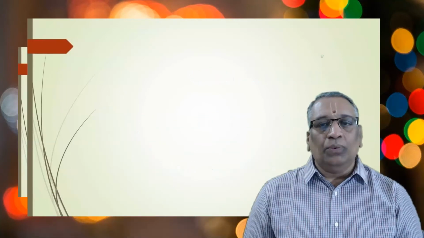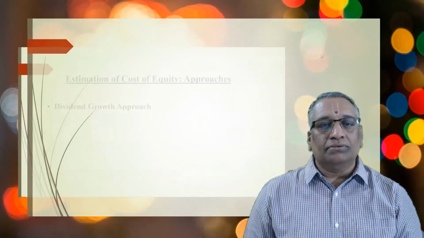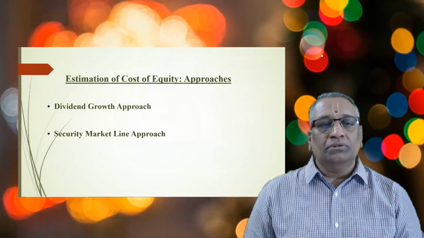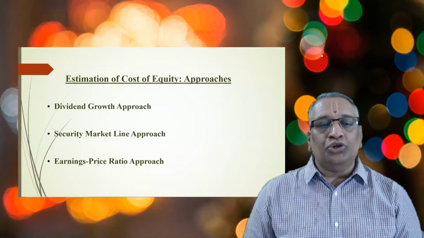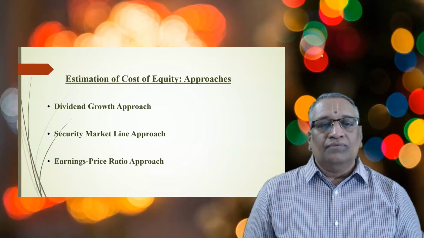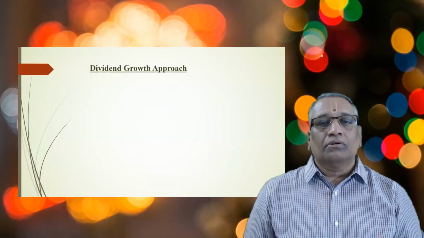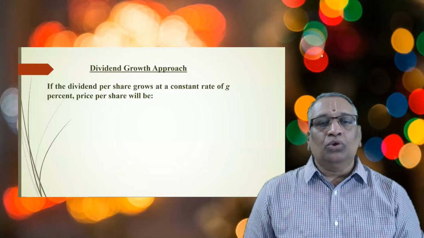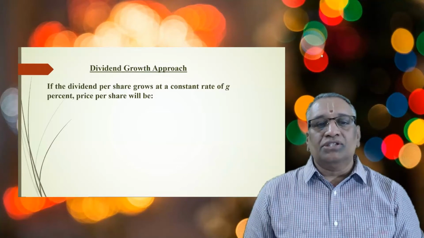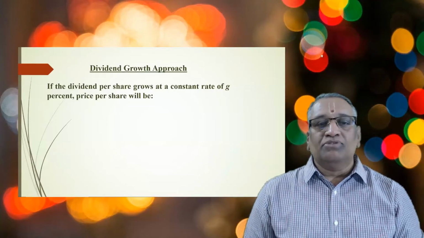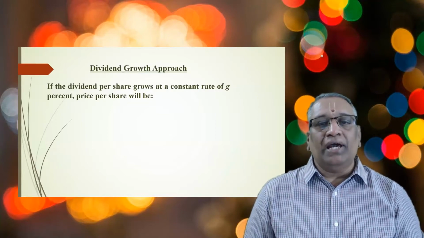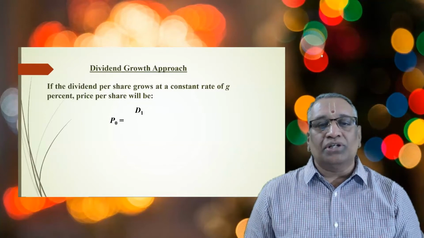To estimate cost of equity, there are certain approaches: dividend growth approach, security market line approach, and earnings price ratio approach. First, let us consider the dividend growth approach. In case of dividend growth approach, if the dividend per share grows at a constant rate of G, that is the growth rate, constant rate of growth in terms of percentage, price per share will be calculated using this equation.